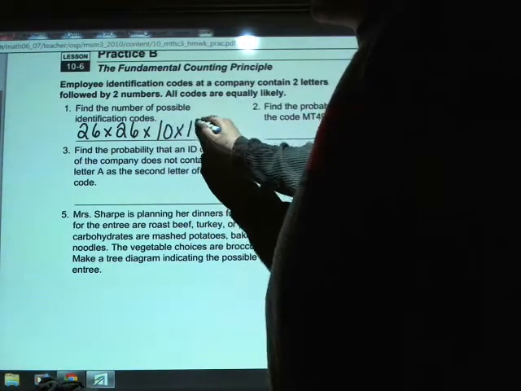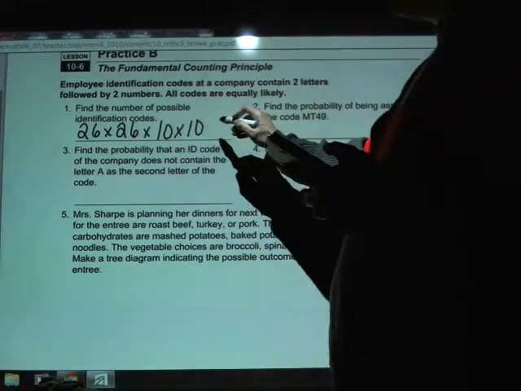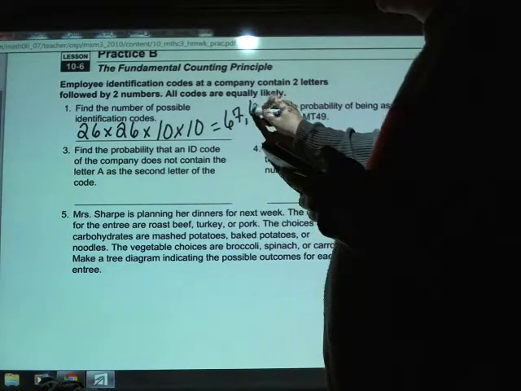According to the fundamental counting principle, all I have to do to find the number of possible codes is multiply those possibilities together: the 26, the 26, the 10, and the 10. And I find out there are 67,600 codes.